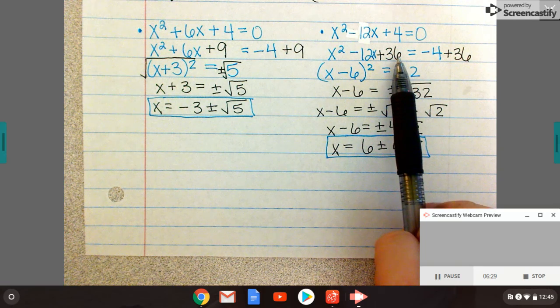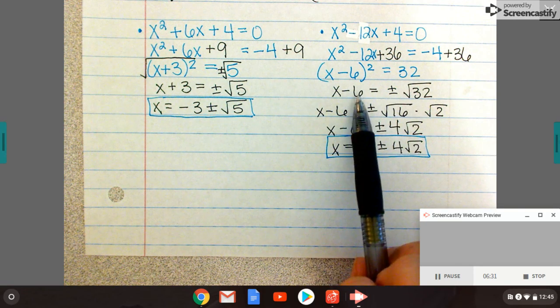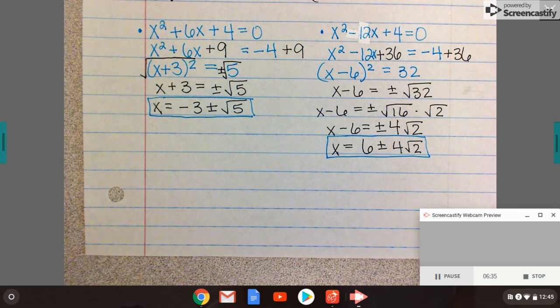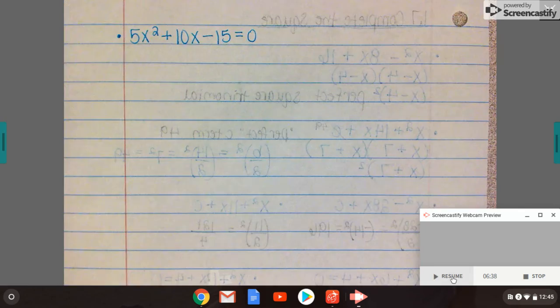Hopefully it looked all right. The number that I used was 36. And then I was able to take the square root and simplify my root at the end. So check my work there and see if it looks good with yours. All right, hopefully that one looked good. Here's my last one I want to show you.